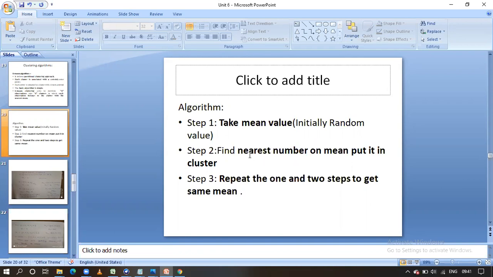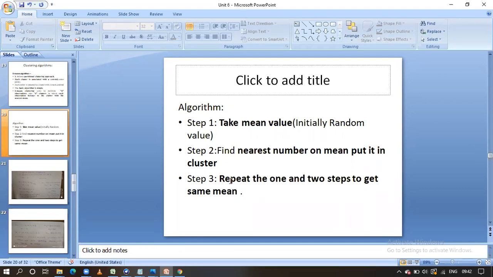The next step is that the objects that are nearer to a centroid, we group into a cluster. Suppose three clusters will be there, A, B, C, and their centroids will be A1, B1, C1. The points that are nearer to A1, we put into the first cluster. The points that are nearer to B1, we group into cluster B. The points that are nearer to C1, I am going to group into cluster C.